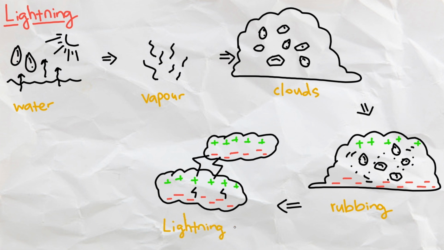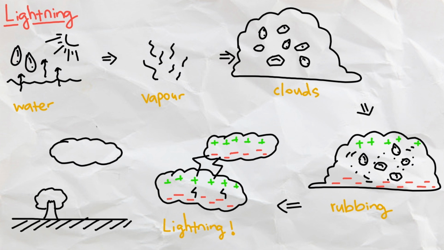Most lightning occurs within or in between clouds, but as the negative charges at the bottom build up, the positive charges in the ground below also get attracted, causing a cloud-ground lightning strike that we often see. And now, on a very unrelated note, let's talk about antimatter.